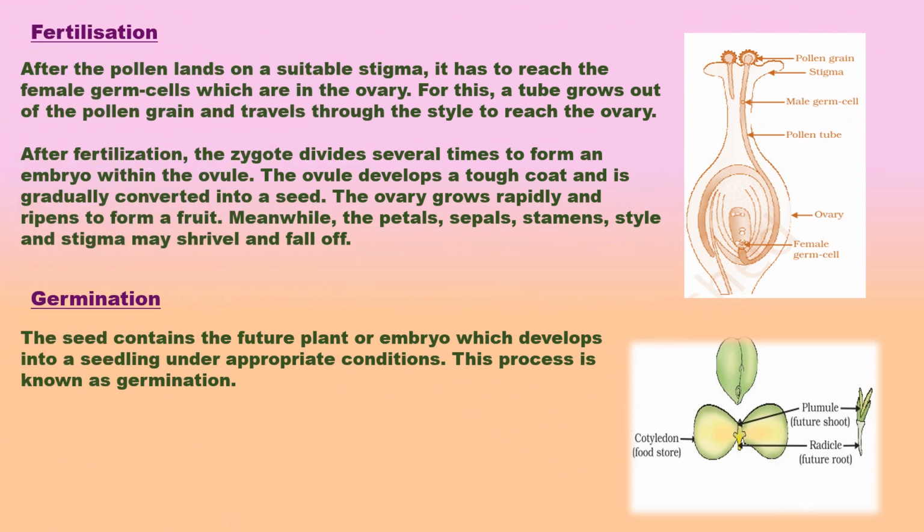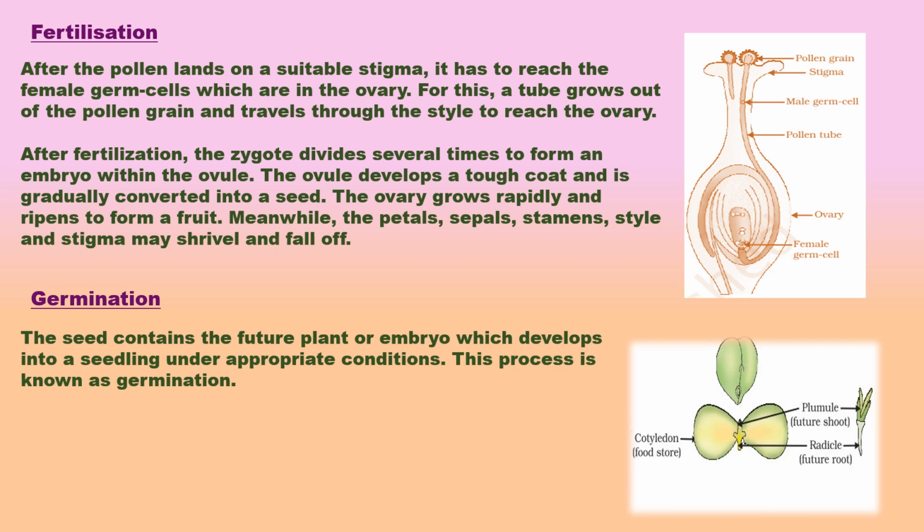Fertilization. After a pollen grain falls on the stigma, the next step is fertilization. Fertilization occurs when the male gamete present in pollen grain joins with the female gamete, or egg, present in ovule. This happens as follows. When a pollen grain falls on the stigma of the carpel, it bursts open and grows a pollen tube downwards through the style towards the female gamete in the ovary.